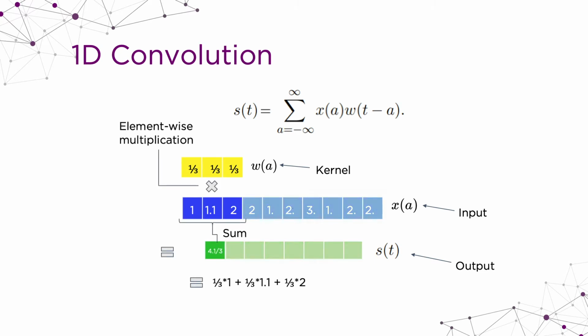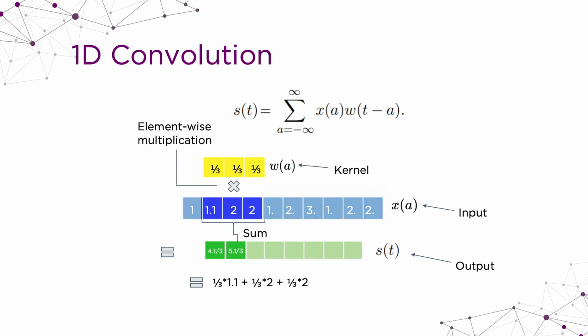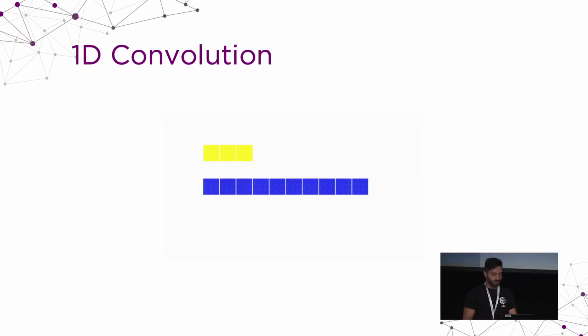What we do is an element-wise multiplication, so 1/3 times each point, and then we sum these all up. This is, again, just a moving average, and you can do the calculations here. You have the math, and you can keep on doing this for the rest of your signal. And now we have the 1D convolution.